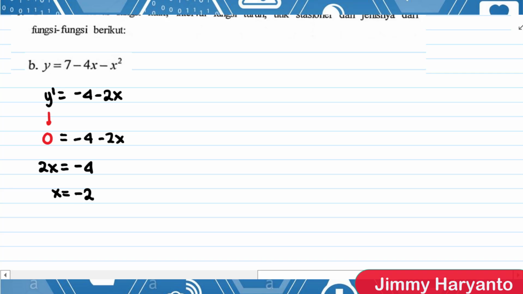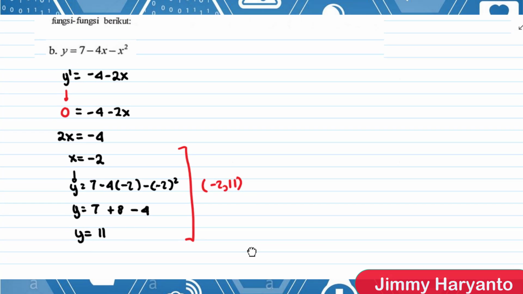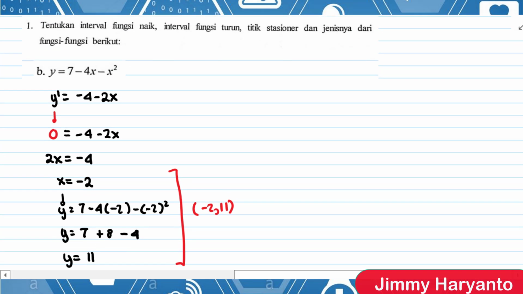Okay, next is to find the y. For the y you have to substitute the x into the y, minus -2 squared. So the y will be 7 plus 8 minus 4, and the result will be 11. So at this moment we already have the point -2, 11. There is only 1 point. Next is to find the nature.